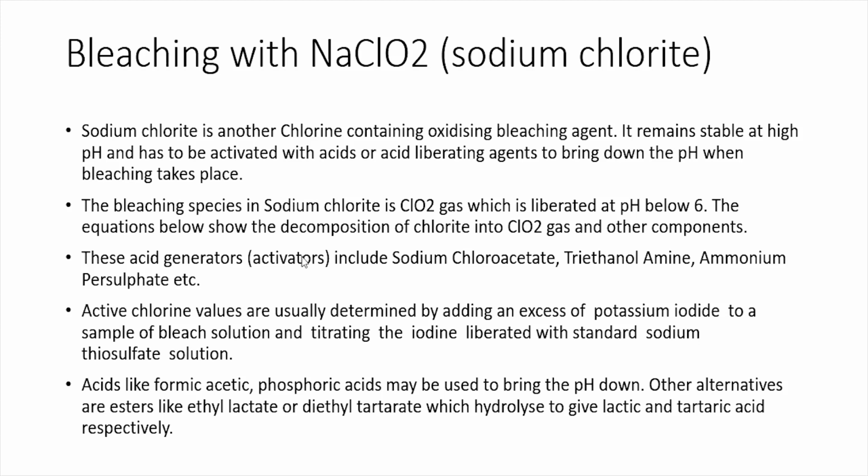And normally we use some activators to activate the sodium chlorite. The activators are normally sodium chloroacetate, thioethanolamine, ammonium persulfate. These are used to reduce the pH of the solution. The active chlorine value is usually determined by the addition of potassium iodide to a sample, and you have to titrate the liberated iodine against standard sodium thiosulfate solution. Acids like formic acid, phosphoric acid may be used to bring the pH down, and other alternatives are esters like ethyl lactate and dimethyl tartrate, and you can use tartaric or lactic acids.